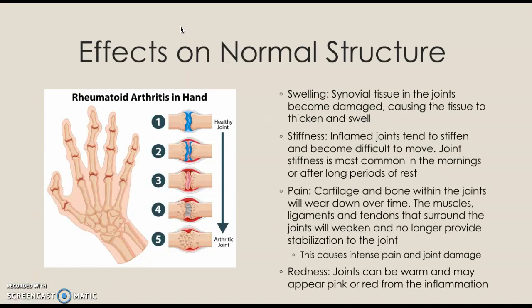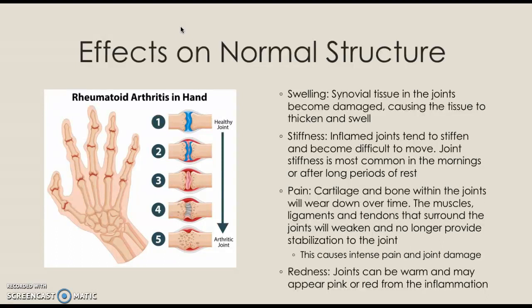Effects on normal structure. Here is a picture of a hand, and it shows the joints of the fingers going from a healthy joint to an arthritic joint. So this involves swelling, in which synovial tissue and joints become damaged, causing the tissue to thicken and swell. Stiffness. Inflamed joints tend to stiffen and become difficult to move. Joint stiffness is most common in the mornings or after long periods of rest.